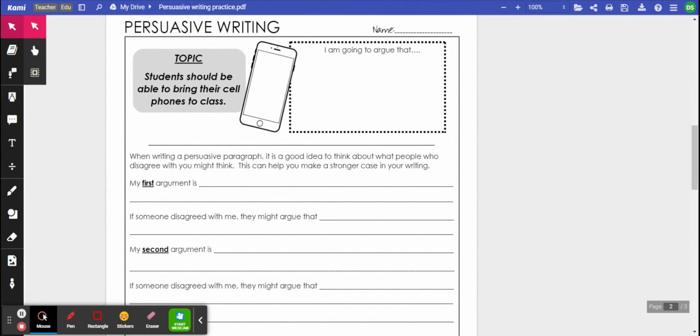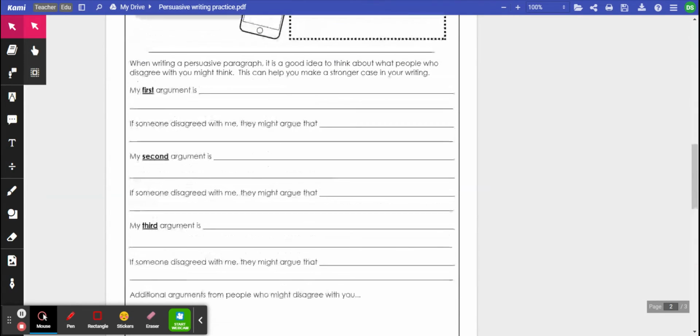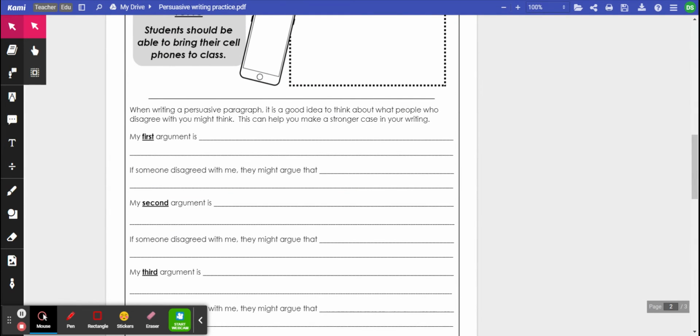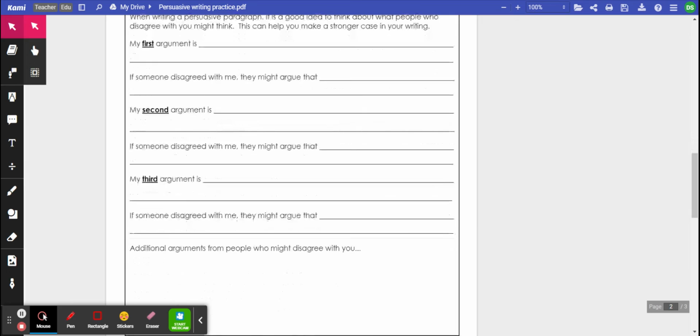You guys are going to use the topic: students should be able to bring their cell phones to class. So I want you to decide, are you for or against cell phones in class? And then really today what I want you to do is find some evidence supporting your point. By the end of the day, you should have your first, second, and third arguments written, right? And then also give opposing points.